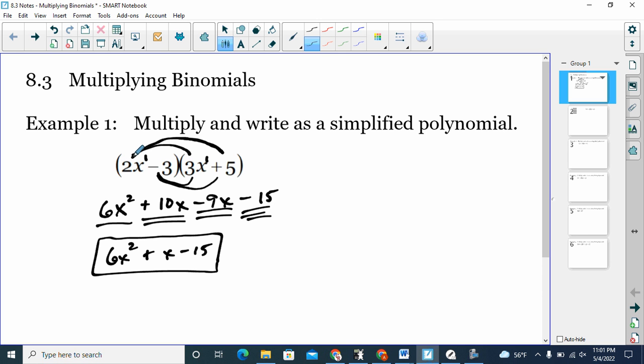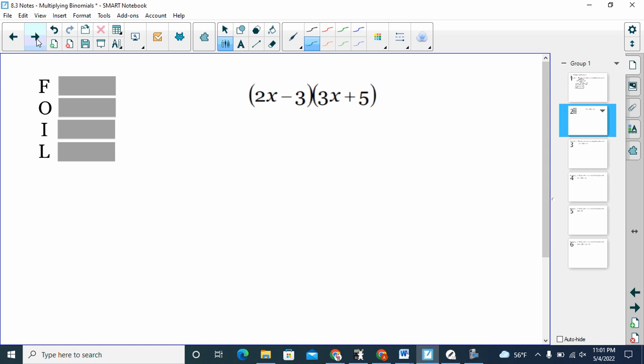So again, what we did is we took the first term, we multiplied it by each term in the second binomial, and then we took the second term from the first binomial and multiplied it by each of these. There is an easy way to remember which ones we need to multiply by which ones, and that is by remembering the acronym FOIL, F-O-I-L.